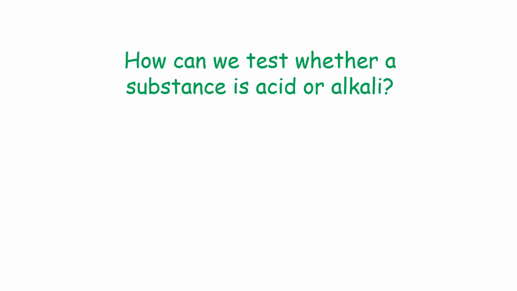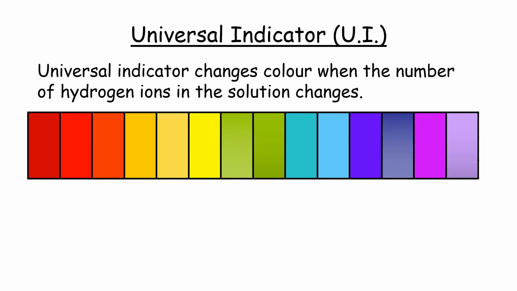Now we need to know how to test a substance to find out whether it is acid or alkali. To do this, we use something called an indicator. The indicator you will come across the most often is called universal indicator, or UI for short. Universal indicator changes colour when the number of hydrogen ions in the solution changes. Strong acid will turn universal indicator red. Weak acid will change it to orange or yellow.